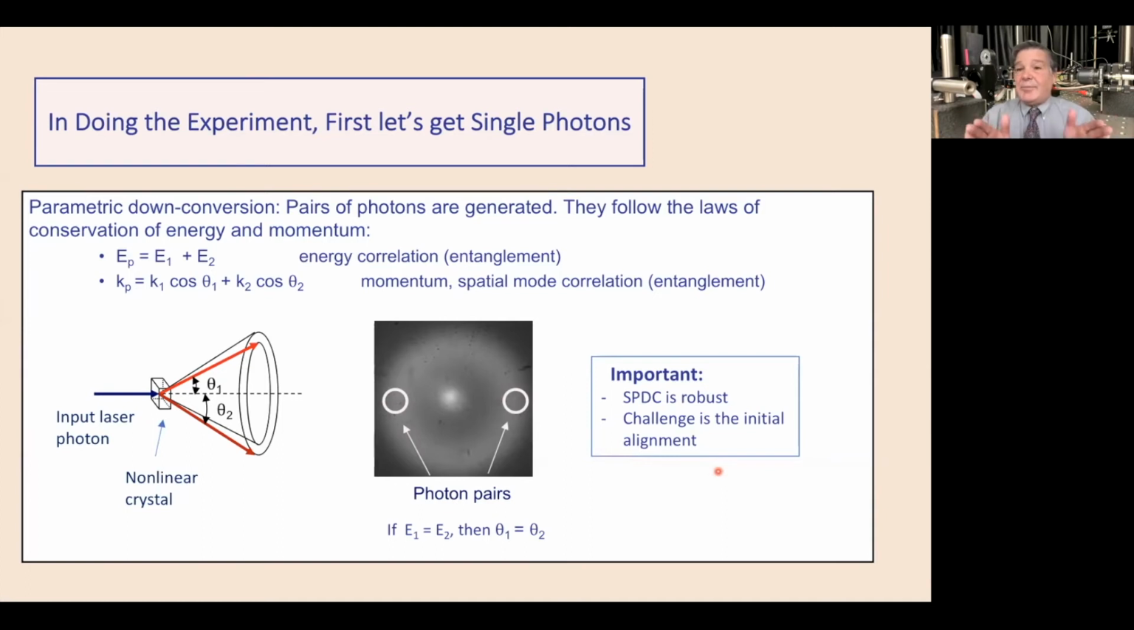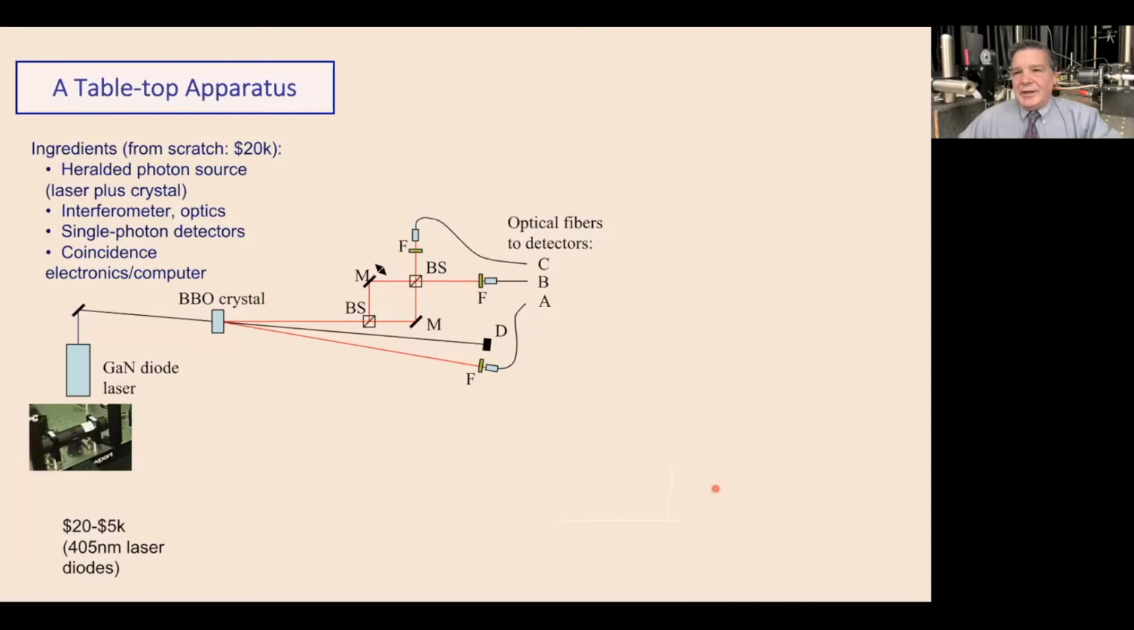So then we have to worry about how we align the detectors, interferometers, whatnot, given that we can't see the photons. There are some tricks to play, but all I'm saying is that there's some challenge in the initial alignment. Once things are aligned, then this is a very reliable platform.